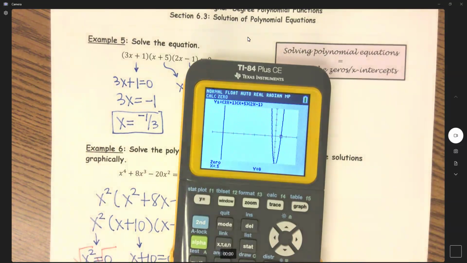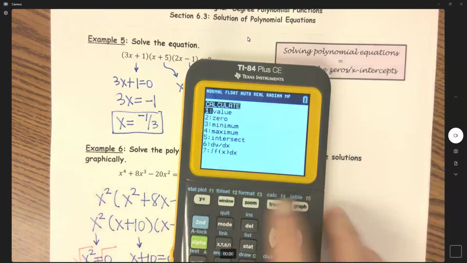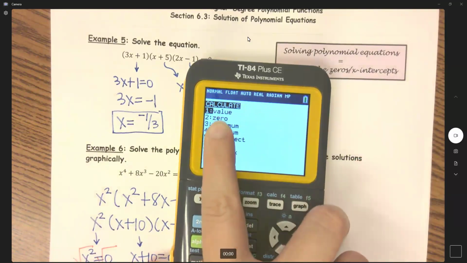So if it's not a whole number and you can't sit there and trace and guess that fraction, you need to go to second calc and go to 0.